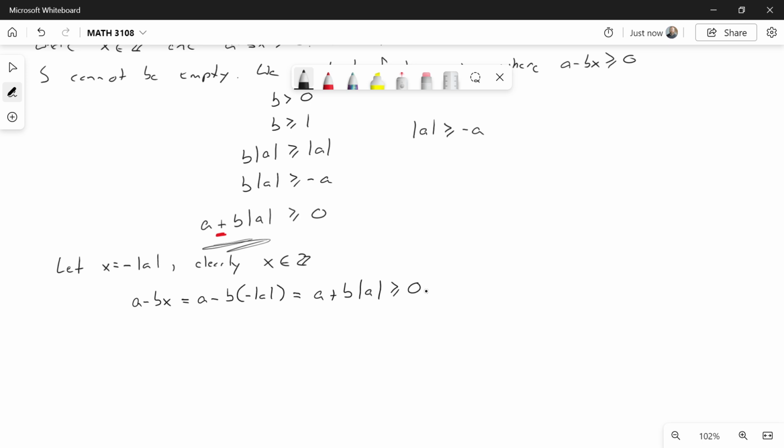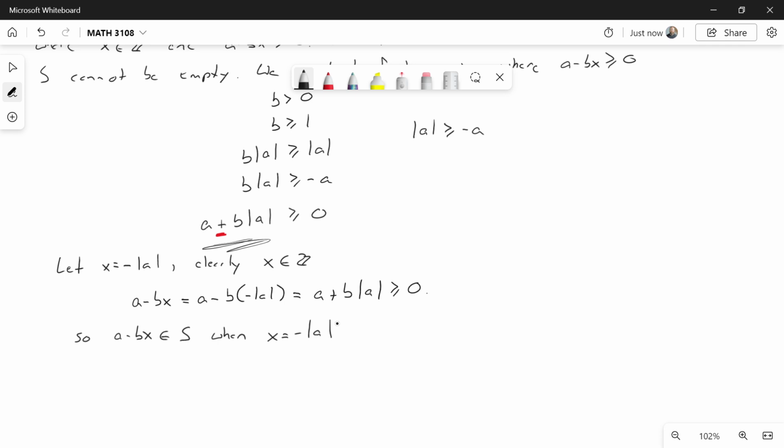So what does this mean for us? Well, this means that this set is not empty. So A minus BX is an element of S, so there is some remainder when X is equal to the negative of the absolute value of A. Now, are we saying that's the only case? No, but we just needed one because all we were doing is showing that this set is in fact non-empty. All right, so we have a set S, it's non-empty, it's a set of remainders.